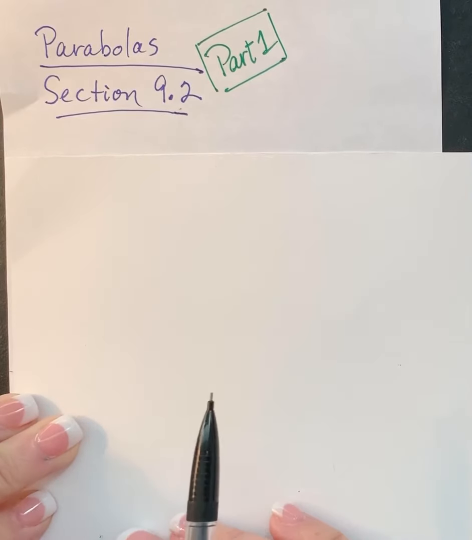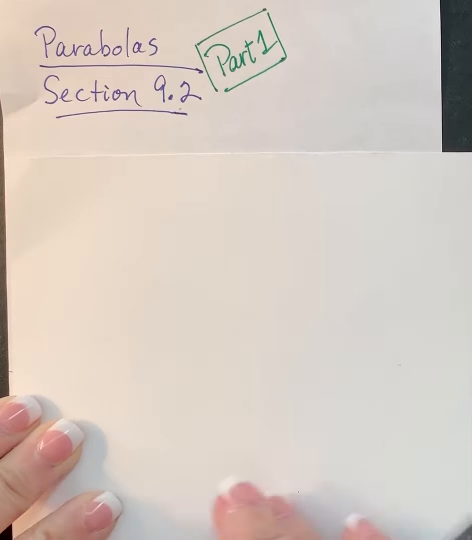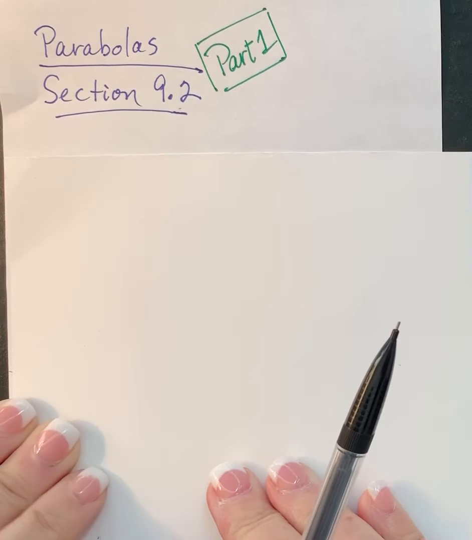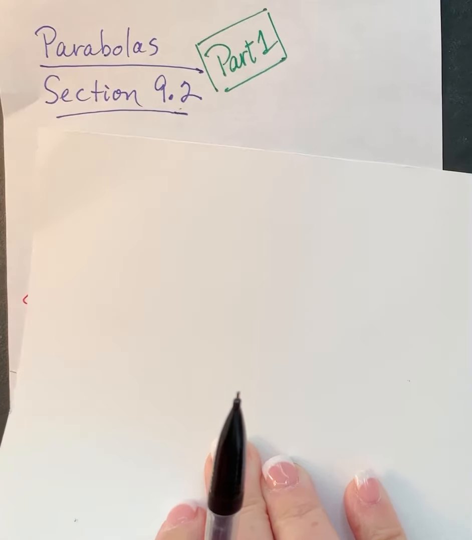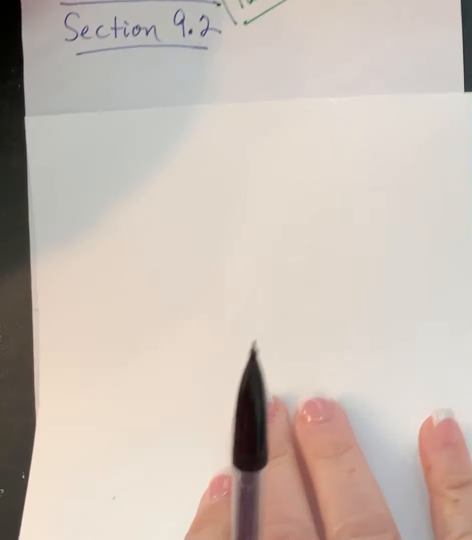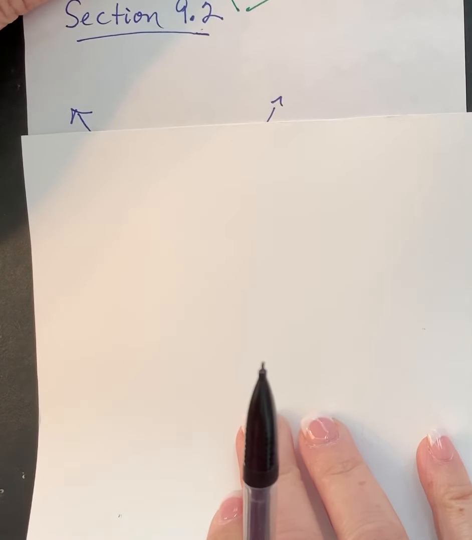Okay, this video is about parabolas, section 9.2, and this is part 1. We'll talk about the definition of a parabola as a set of points that satisfy a certain criterion, like we did with the circle, ellipse, and hyperbola.